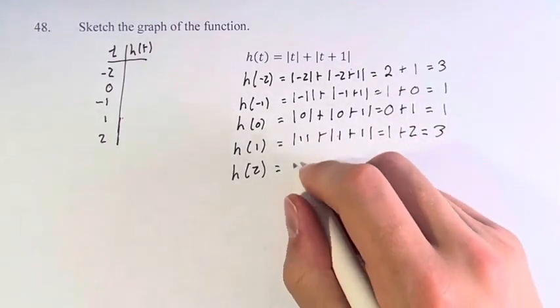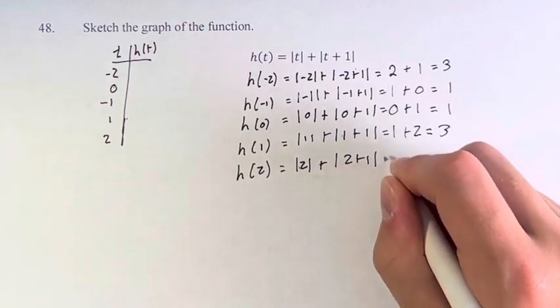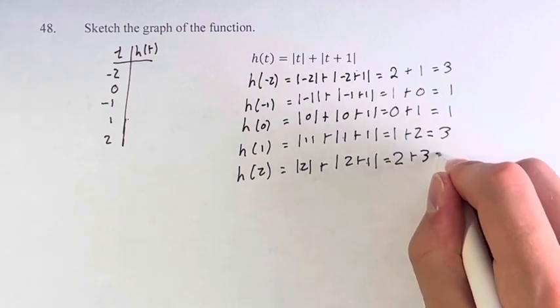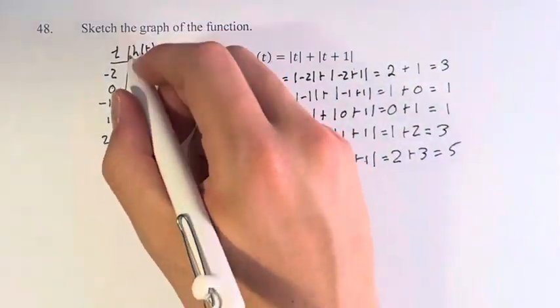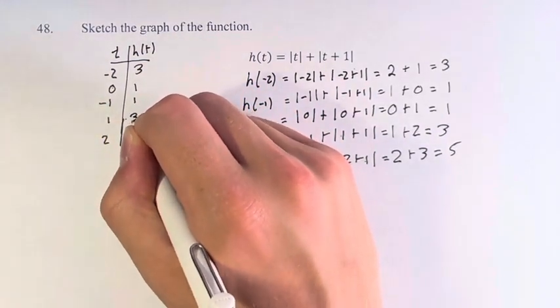And finally, h of 2 is the absolute value of 2 plus the absolute value of 2 plus 1. The absolute value of 2 is 2. 2 plus 1 is 3. And this is equal to 5. So we have 3, 1, 1, 3, 5.